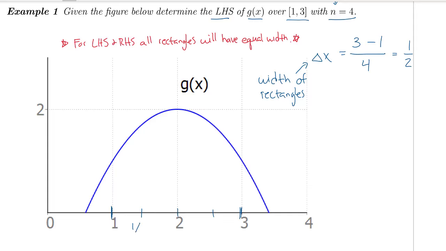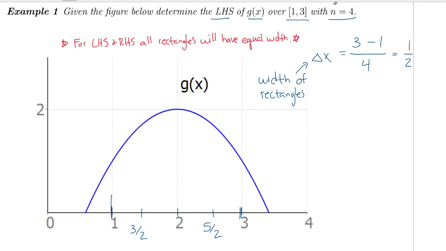So if the ticks aren't there, just go ahead and fill those in. So at 1, at 3 halves, at 5 halves, and we're all set. So those are our ticks, and if you don't like fractions, go ahead and use decimals. Now we're ready to draw our rectangles.